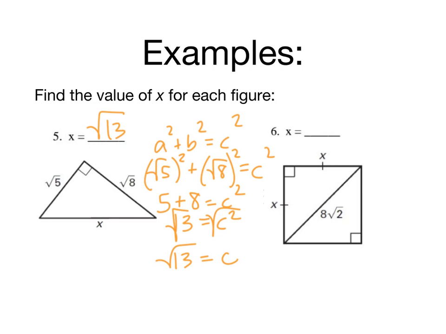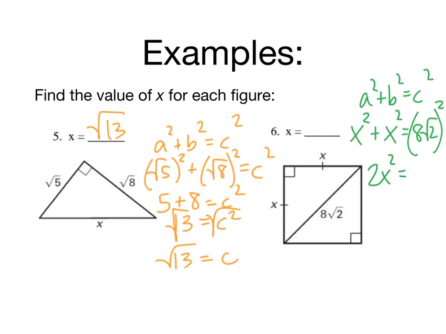So let's see. We have a squared plus b squared equals c squared. And this time, both of the legs are x. So I have x squared plus x squared equals 8 square root of 2, the quantity, squared. Well, let's deal with this first. X squared and x squared. Well, that means I have two of them. So I have 2x squared.